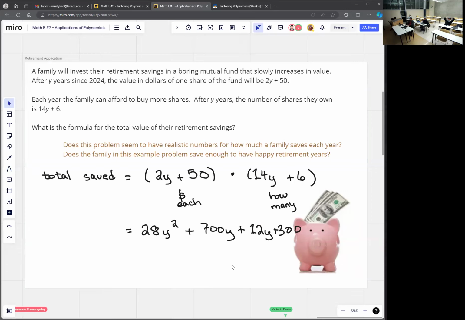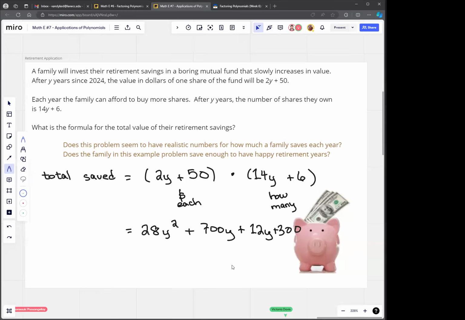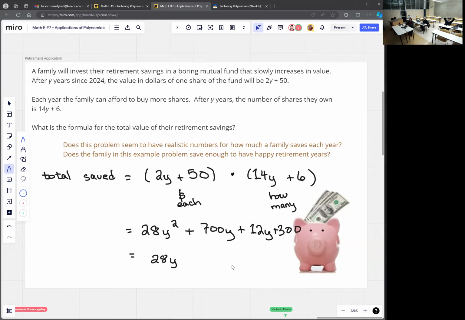Everyone okay with my FOIL? Yeah. Then the next step is the y terms without the squared, I can combine those. If I have 700 of something and 12 more, that's just 712 of these y's.